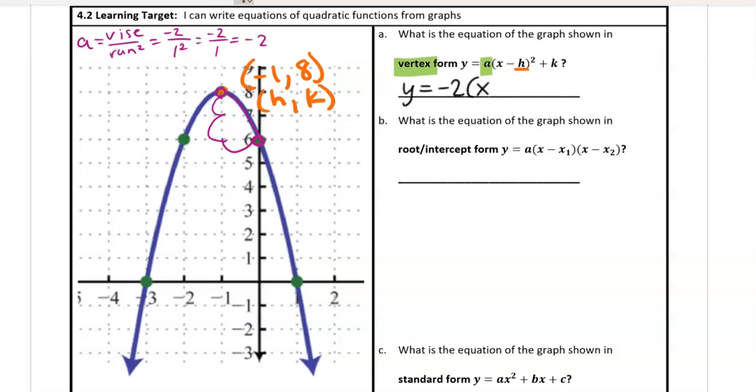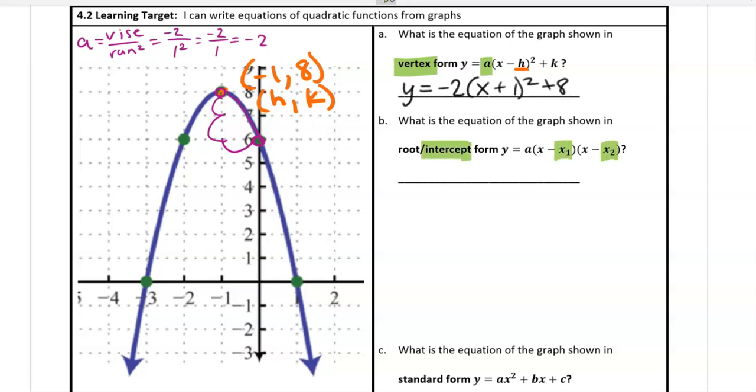So that h is going to go right here. But remember, insiders lie. So it's negative 1 in the equation. We're going to say plus 1. And our k value stays the same. So for the next one, we need the roots or the intercepts, the x-intercepts.